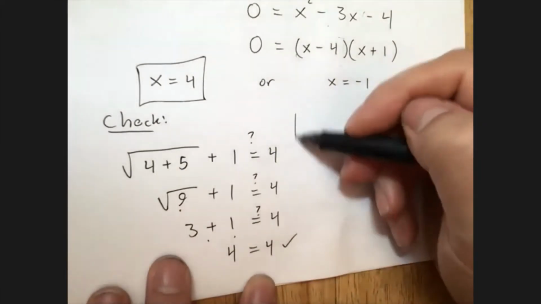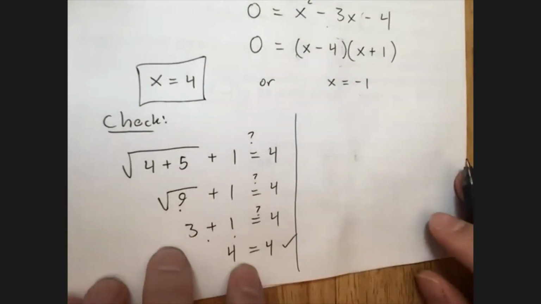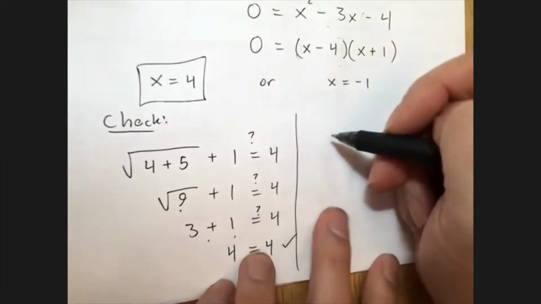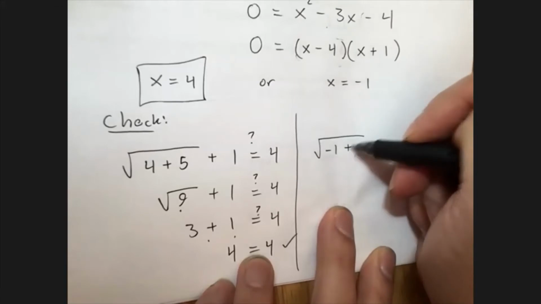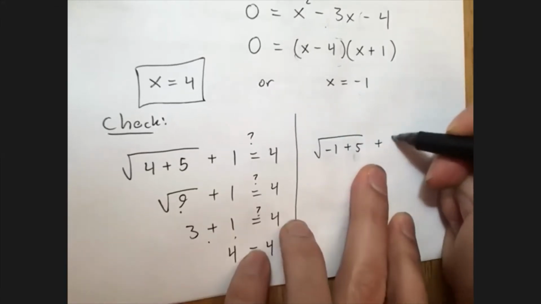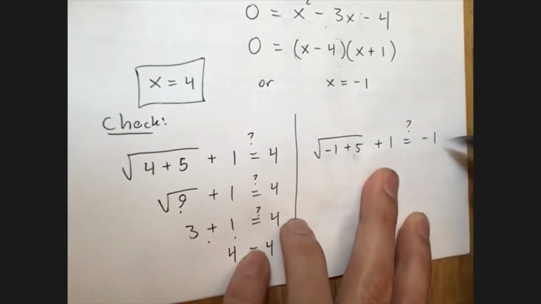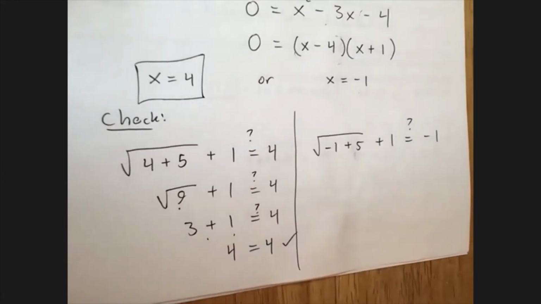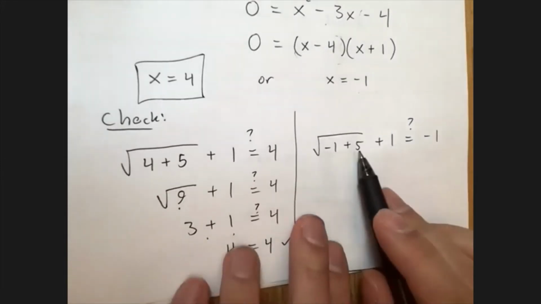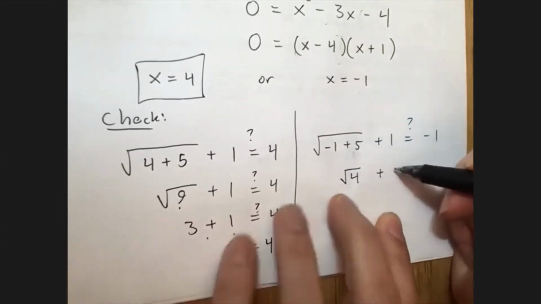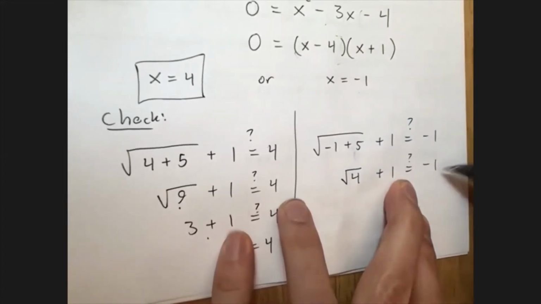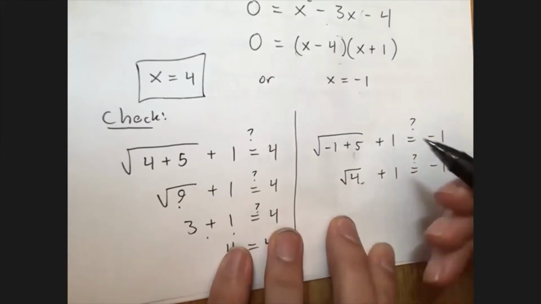Okay. What else? We have to check this x equals -1. So let's plug that in. So -1 in place of x. Let's see if this works. -1 plus 5 is 4. Square root of 4 is 2.